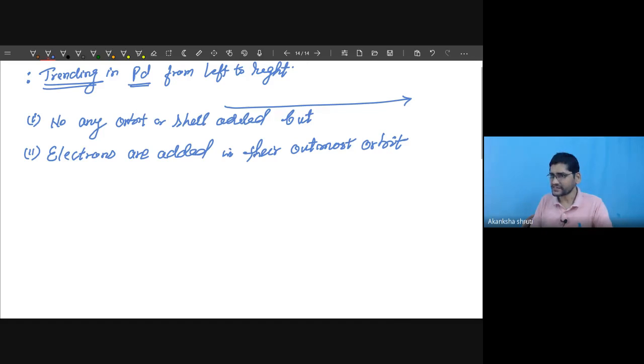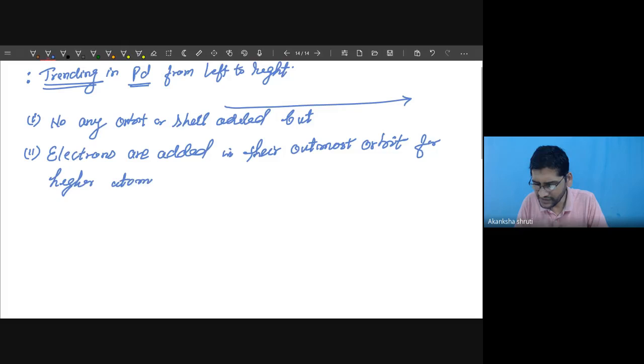So while electrons are added, at the same time their atomic number is also increasing, the number of protons in their nucleus is also increasing, but electrons are added in their outermost orbit for higher elements. Higher elements means higher atomic number elements, you may write if you have doubt. I am talking up to that much atomic number which falls in the same period. If it is getting repeated after an interval of 8 or 18, then I need to consider the next period. So in one period I am considering higher atomic number elements.